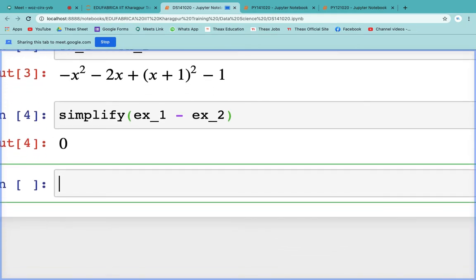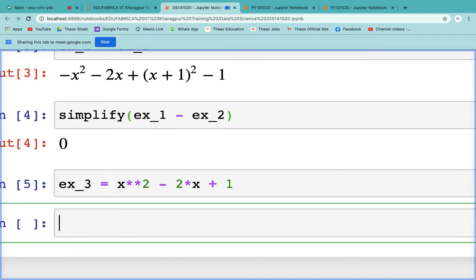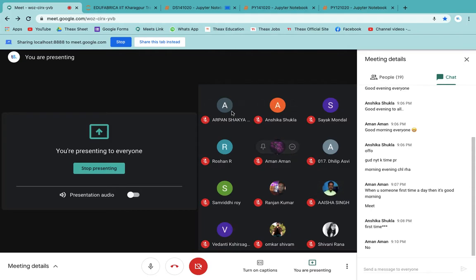Now if I say EQ3 is going to be x squared minus 2x plus 1. So what is going to be the result if I say EQ1 minus EQ3? EQ1 minus EQ3, simplification, you add simplify and then you give the result. 0. You said the answer. Whose answer was it? 0. Aman.